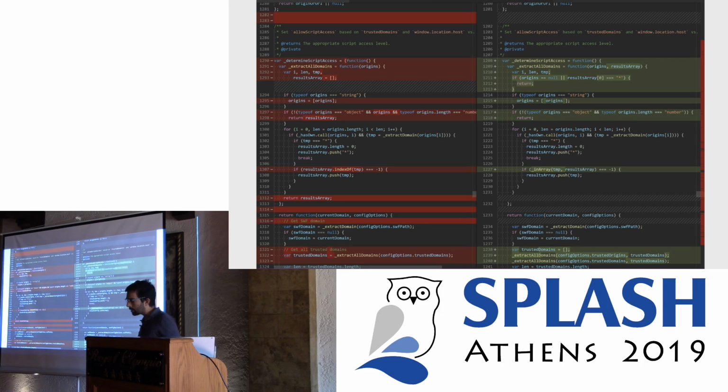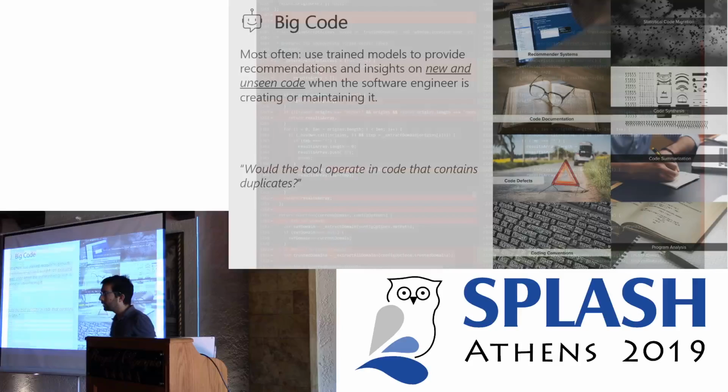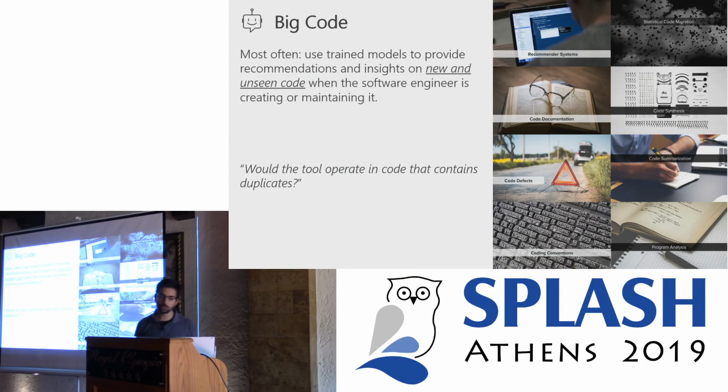So now the question becomes, why are duplicates a problem? In this area of machine learning and source code, the main premise is that we want to train a model on a bunch of code. This could be the code that you have inside your company, or it could be open source code that you have on GitHub. But at the end of the day, we want to use the trained model to provide recommendations and insights on new and previously unseen code.